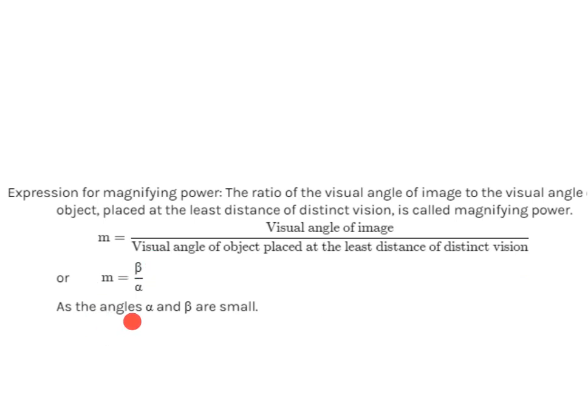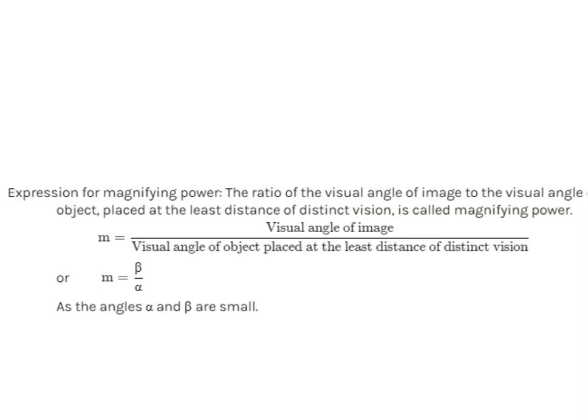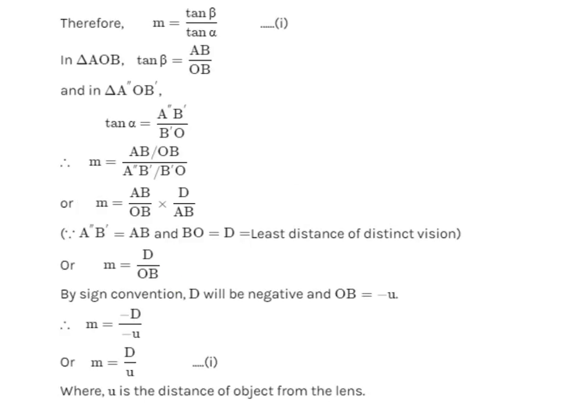As the angles alpha and beta are very small, M is equal to beta upon alpha, and therefore M, the magnifying power, is equal to tan beta upon tan alpha.